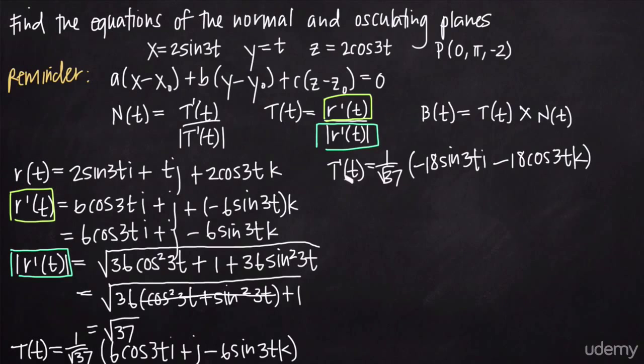So there's the derivative of our unit tangent vector. Now we need to find the magnitude of this derivative here so that we can use it in the denominator of our unit normal vector. So we're going to say the magnitude of capital T prime of t, like this.